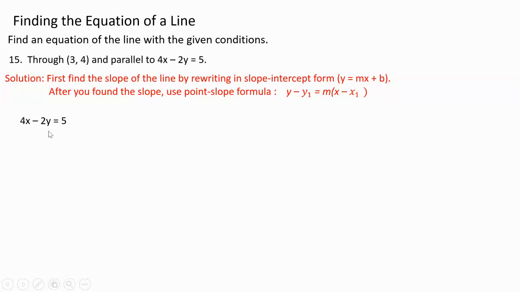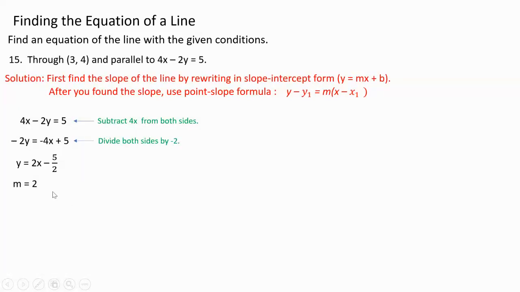So we have to isolate the y. So first, we're going to subtract 4x from both sides. If we do that, the result will be negative 2y equals negative 4x plus 5. We divide everything by negative 2 on both sides. So we get y equals 2x minus 5 over 2, right? That's the result of dividing both sides by negative 2.